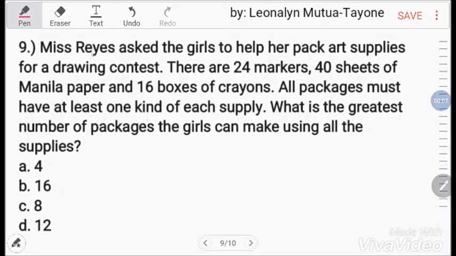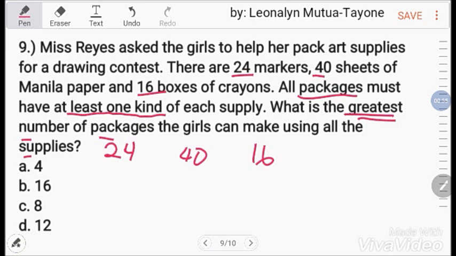Number 9. Miss Reyes asked the girls to help her pack art supplies for our drawing contest. There are 24 markers, 40 sheets of manila paper, and 16 boxes of crayons. All packages must have at least one kind of each supply. What is the greatest number of packages the girls can make using all the supplies? So, isa lang ibig sabihin yan. Greatest common factor ulit ng 3.